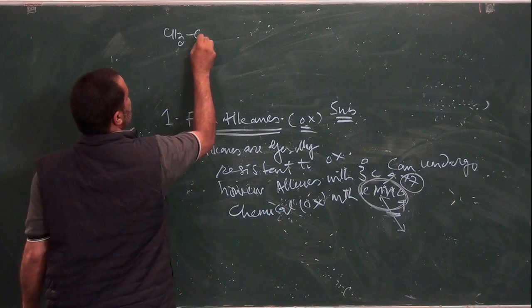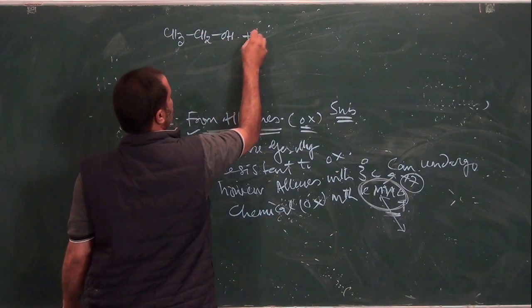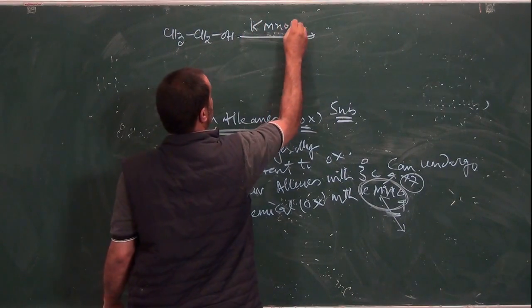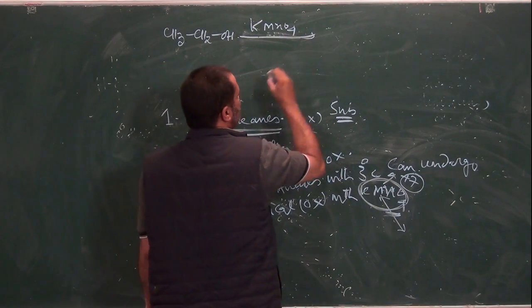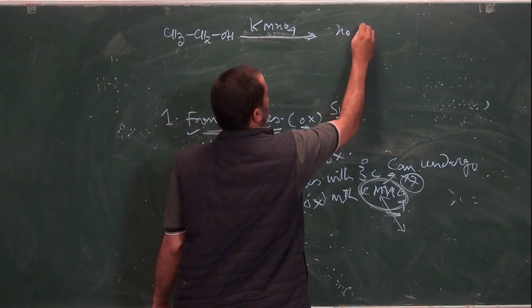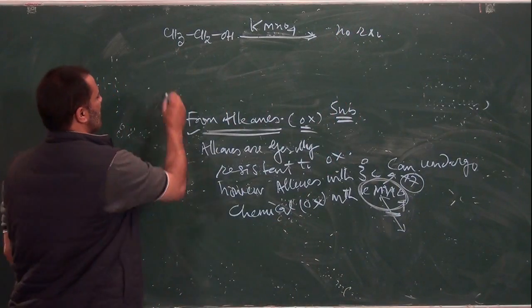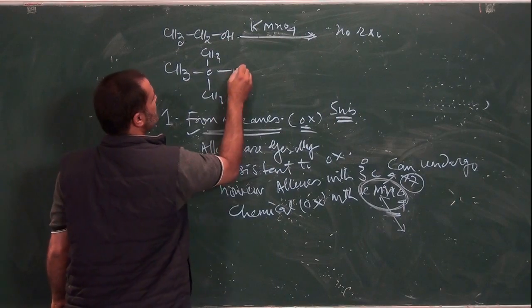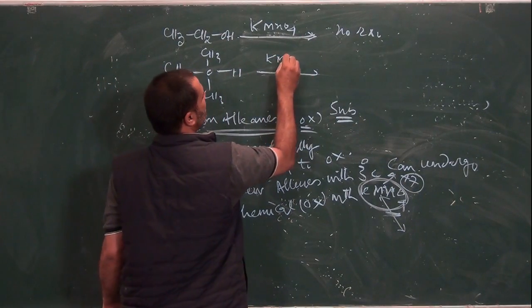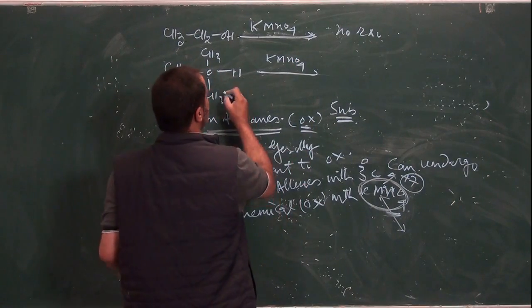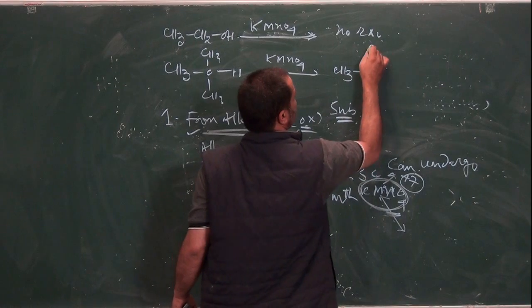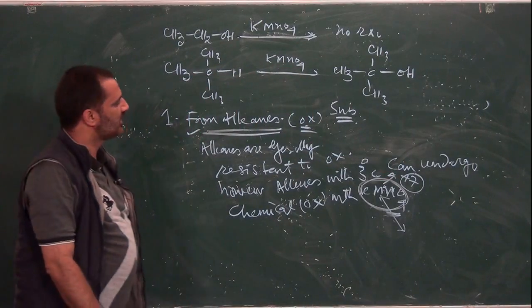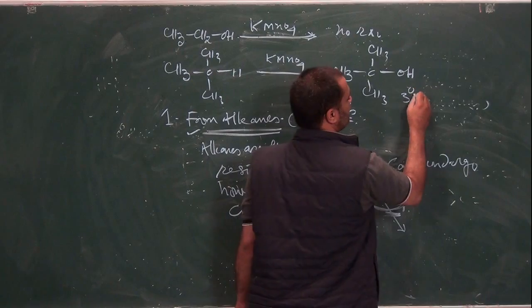CH3CH2OH with KMnO4: no reaction. As I just told you, these are resistant to chemical oxidation, so there is no reaction. If the alkane has a tertiary carbon like this, then it undergoes oxidation with KMnO4. So what is the result? There is insertion of oxygen between the carbon-hydrogen bond, so there is formation of tertiary alcohol.